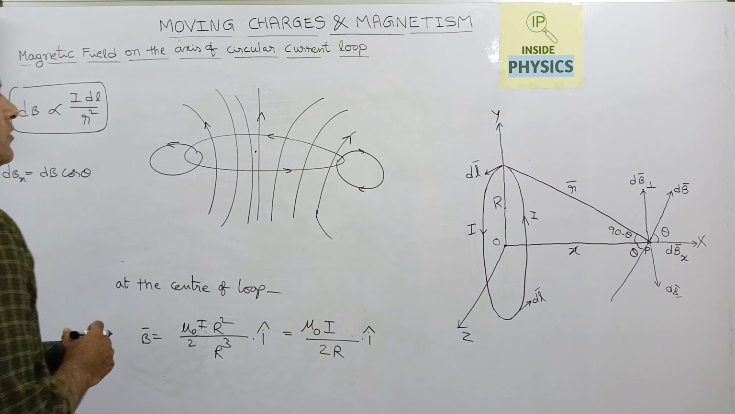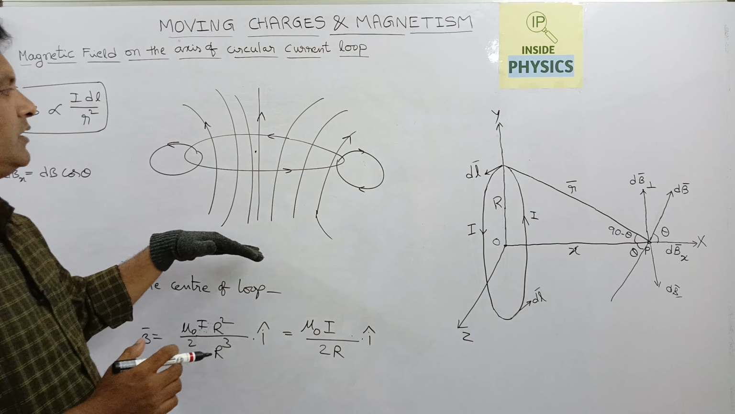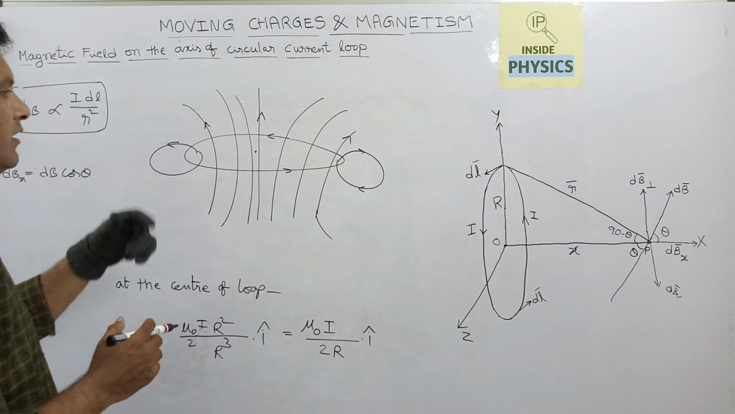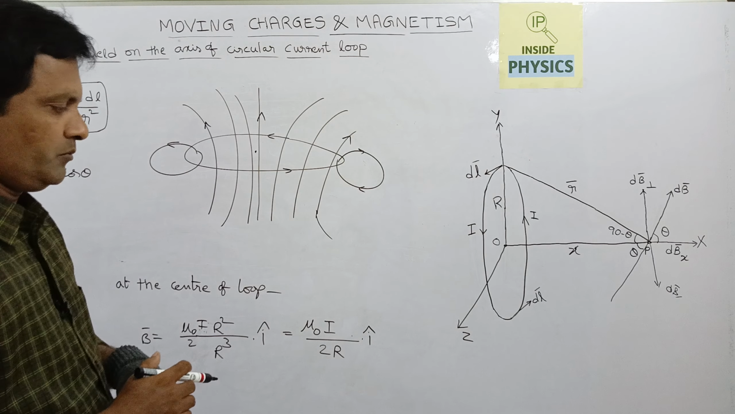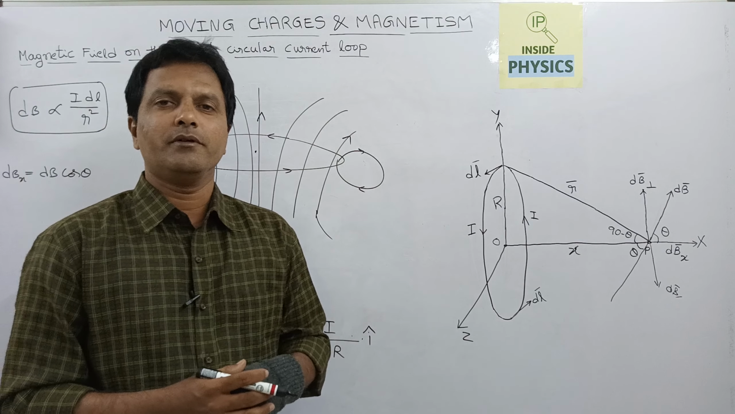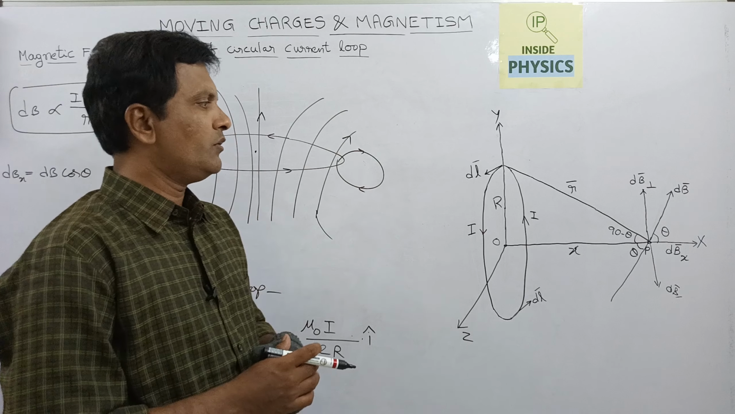Here is the representation of how the magnetic field lines are around the current carrying loop. So this is about the magnetic field developed around the current carrying loop.